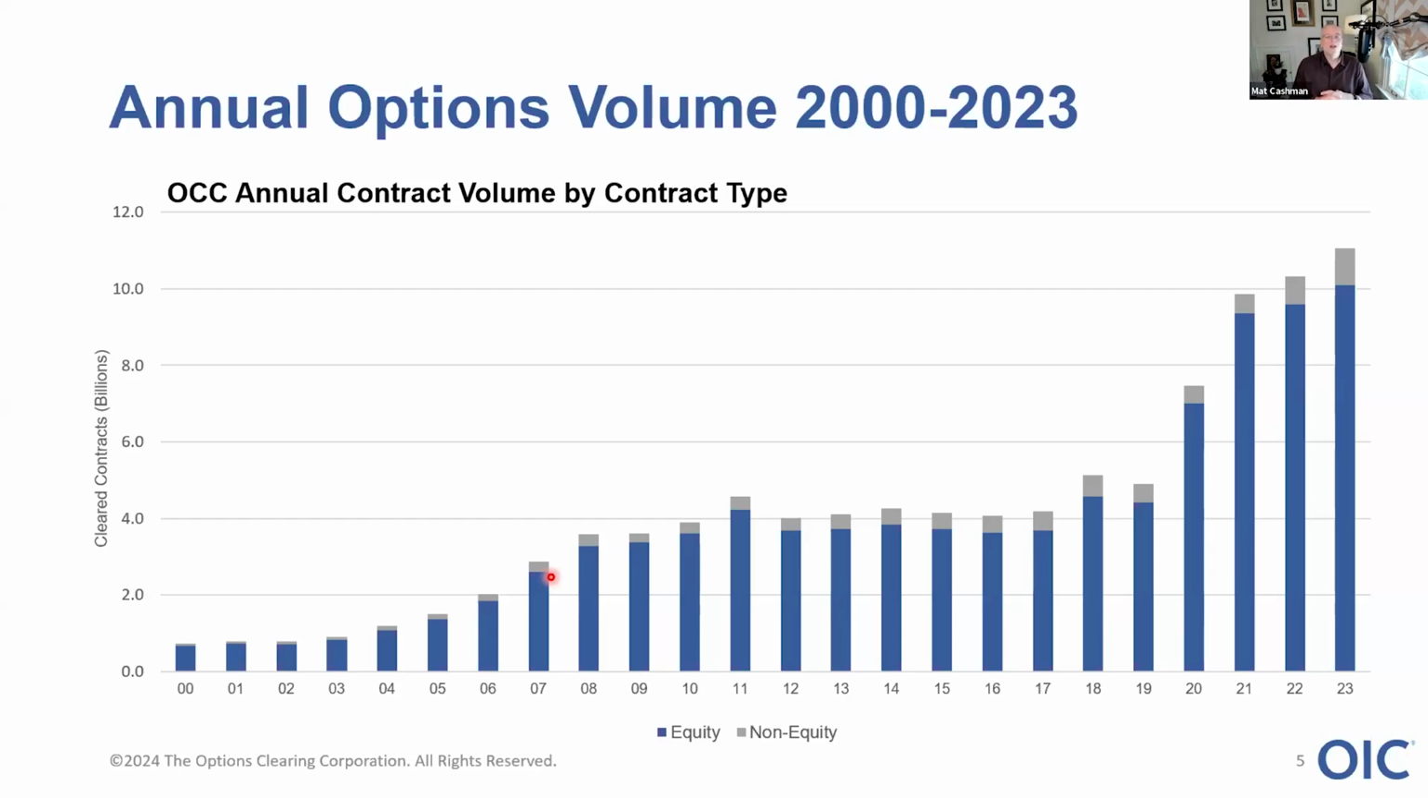And if you think about what has happened to the options market since then, last year we did north of 11.2 billion contracts of cleared volume at OCC. You can see that here. And obviously what has happened since COVID, since 2020, is that you're seeing almost basically a doubling of option volume over the last 5 years.